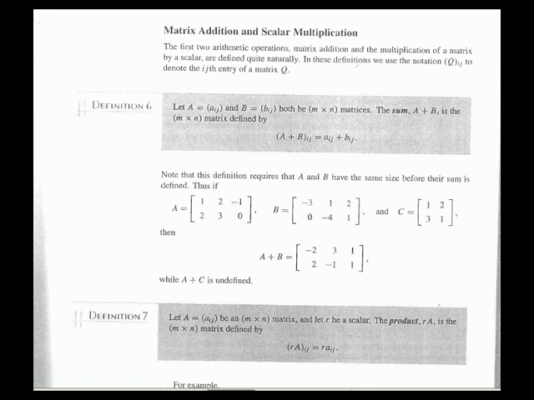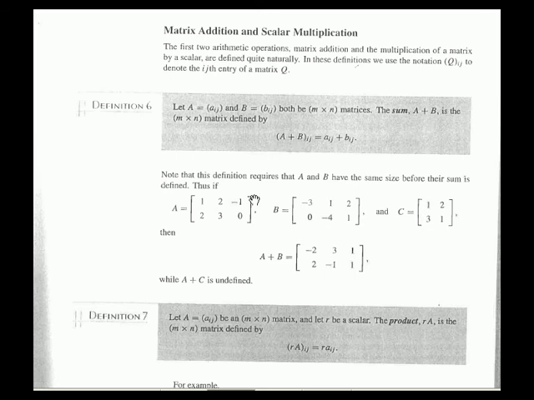Sections 5 and 6 are about matrices and matrix operations, multiplication, addition, and so forth. A matrix is basically a rectangular array, an M by N matrix, with M rows and N columns. Here are some examples. A is a 2 by 3 matrix. B is 2 by 3, C is 2 by 2.